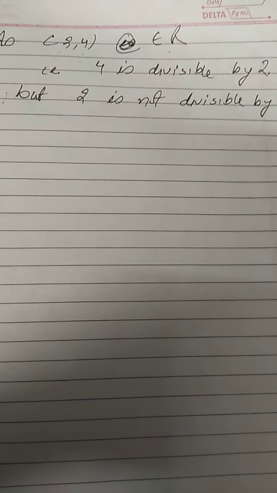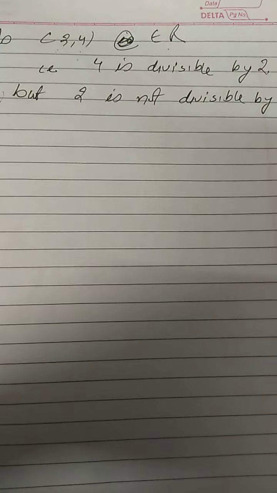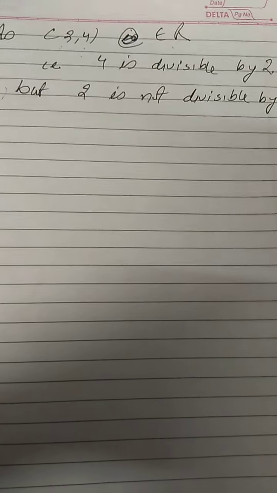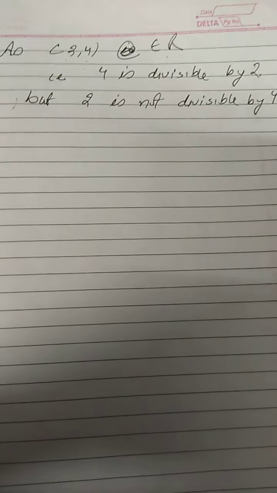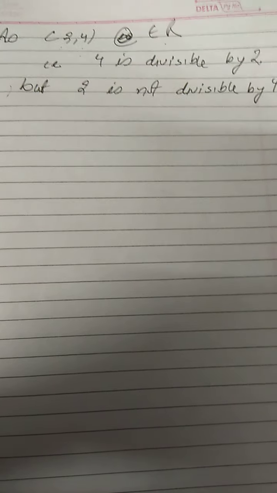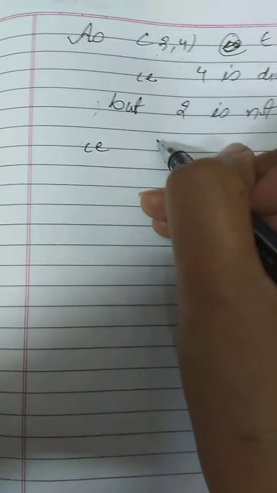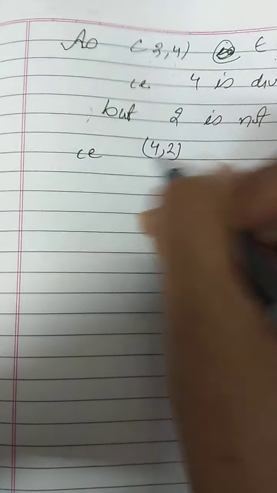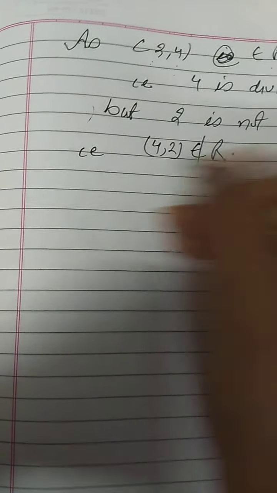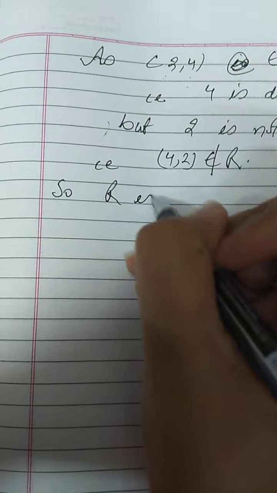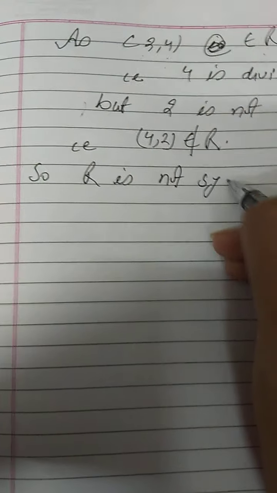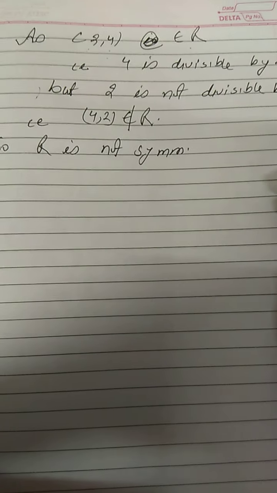3, 6: 6 is divisible by 3, but 3 is not divisible by 6. Then (2, 4) is there, (2, 6) is there. Likewise, any one example is sufficient to show that the given relation is not symmetric. So we will say here that (4, 2) does not belong to R. So the relation is not symmetric.